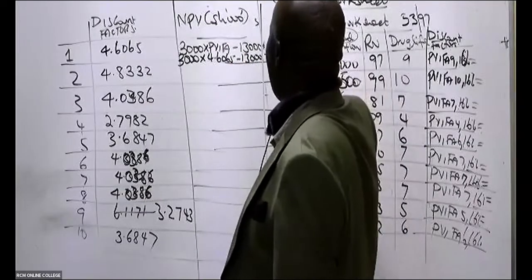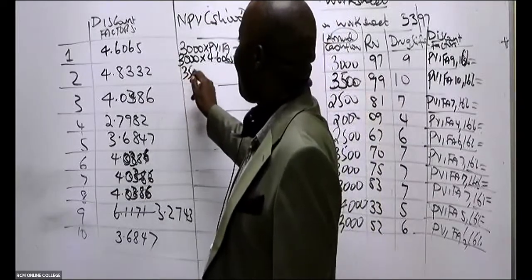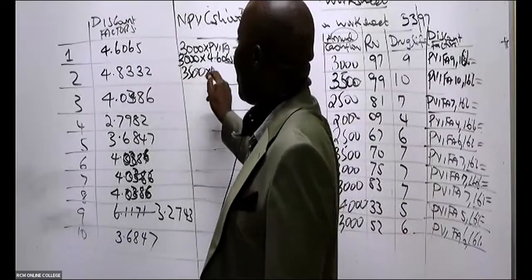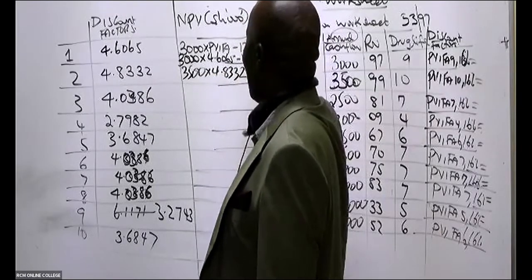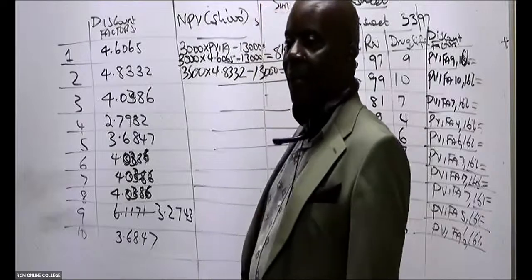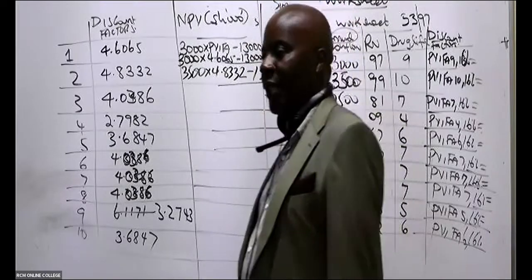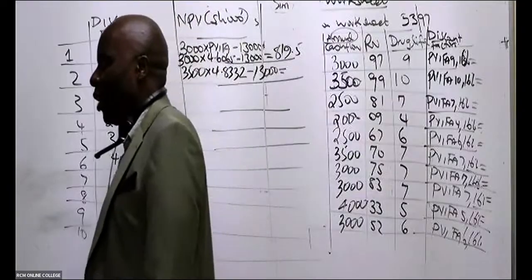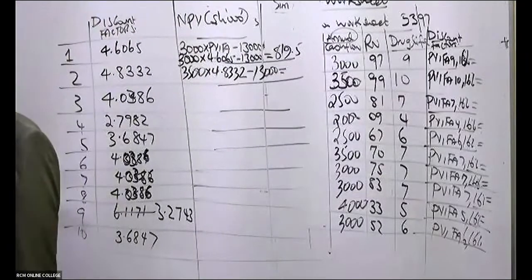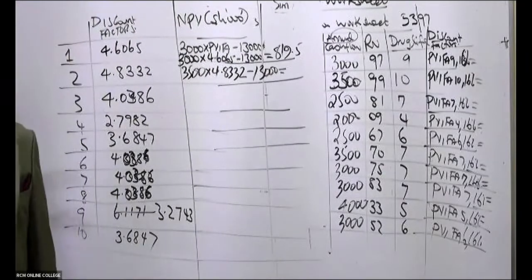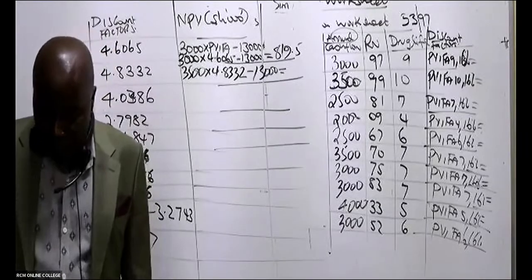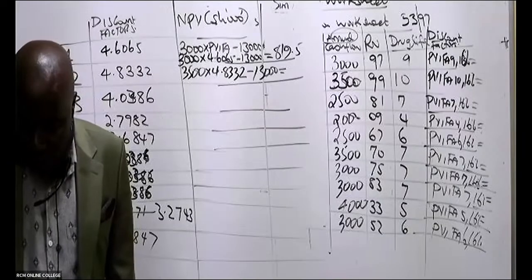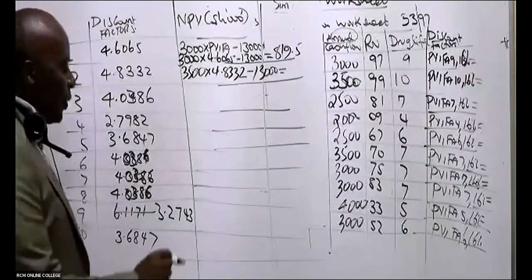The second one I can see it's 3,500 every year times the discounting factor, which is 4.8332 minus this 13,000. The 13,000 is common across, it doesn't vary, that remains like that throughout. According to Lincoln, we are getting 3916.2.